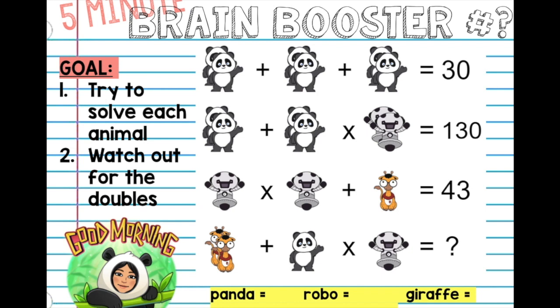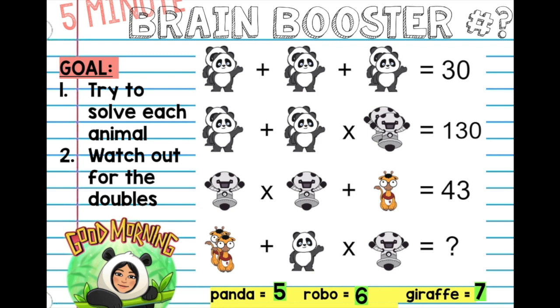Okay. All right. So did everyone finish solving? We're going to go over the answers. What did you get for panda? So we got 5 because 10 plus 10 plus 10, 30. All right. What did we get for robo? Because 12 times 10, right? Order of operations, 120 plus another 10, 130.